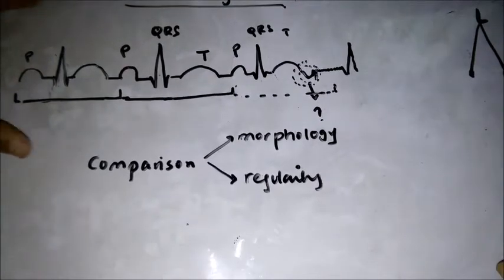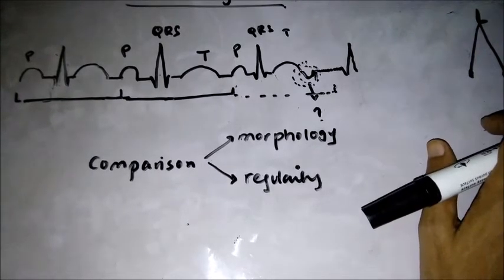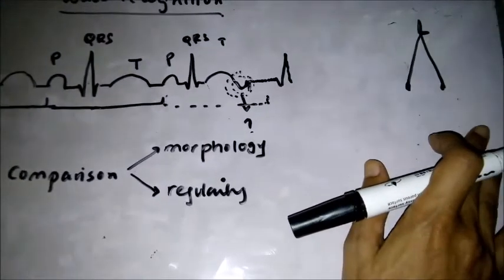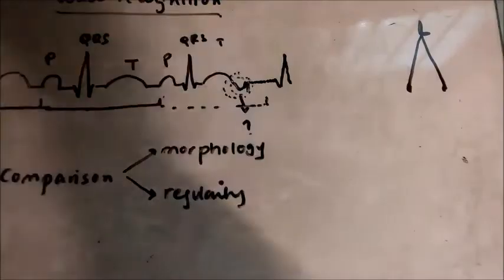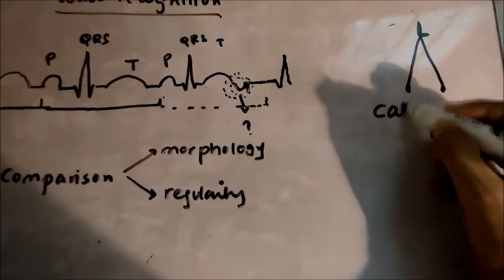Now, in order to do a quick comparison, when you are faced with a real ECG and you want to see whether the P waves are occurring on time, you should have your tools. And what are the tools that you require for good interpretation of an ECG? The first thing is that you might require a pair of calipers.